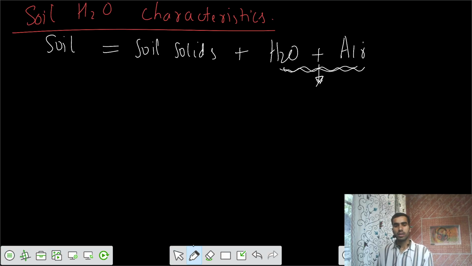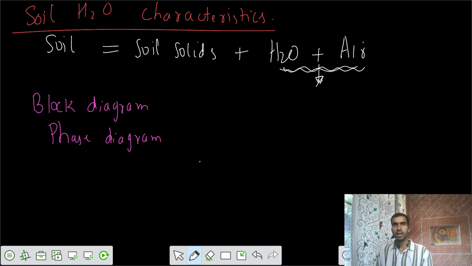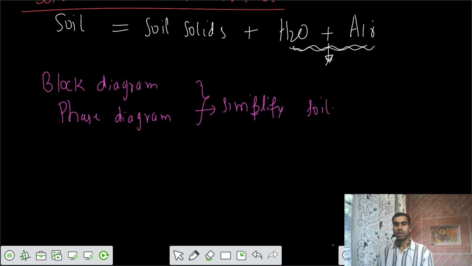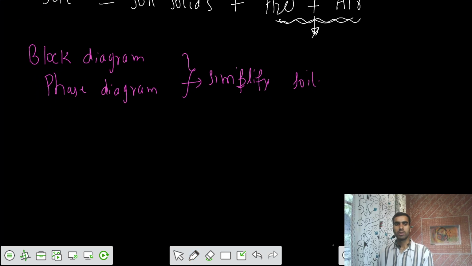Then, to have a better understanding of the soil, we have what we call a block diagram, which we also call a phase diagram. Phase diagrams are used to understand and calculate the important parameters related to the soil. We are going to use this to simplify our understanding, both in the calculation and in understanding those concepts.